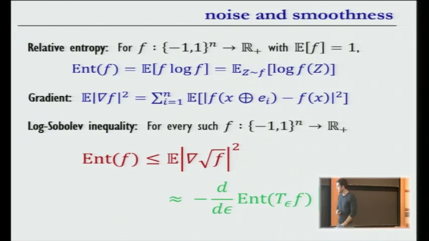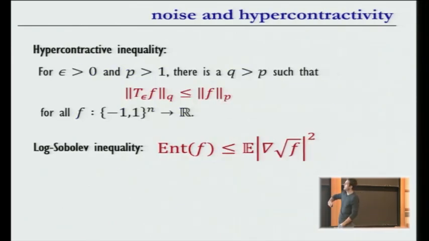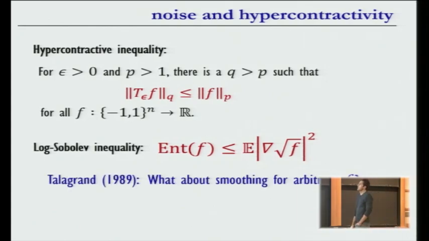Okay, and it says even more. It says that the larger the relative entropy of F, the faster it's decreasing. So if F is spikier, more concentrated, then the relative entropy is decreasing even faster. And these two things are well known to be equivalent. In a precise quantitative sense, these are saying the same thing. So if you look at the hypercontractive inequality, what you see is that, as we said before, if the p norm of F is small, then also the q norm of the smooth version is small.